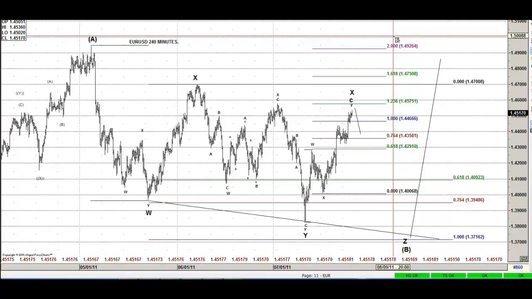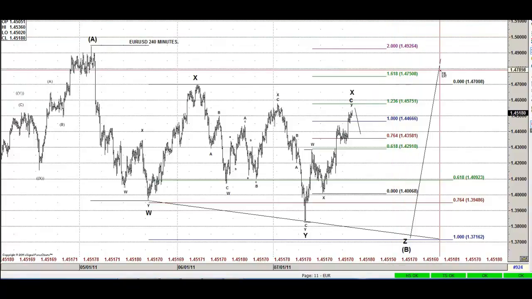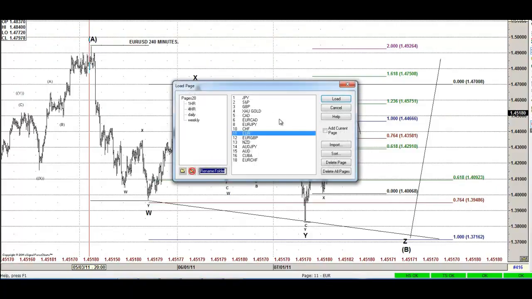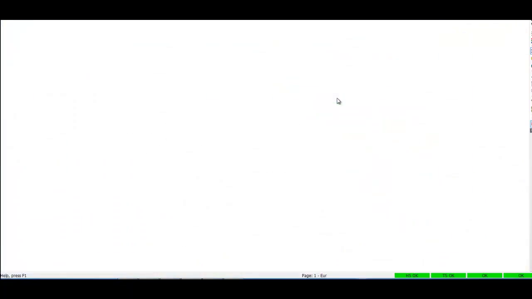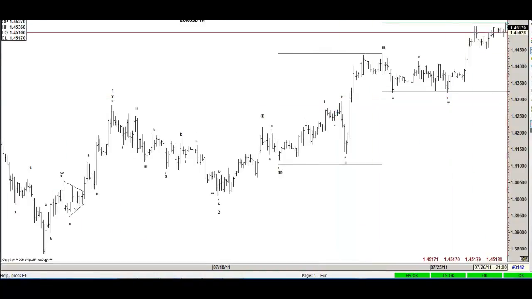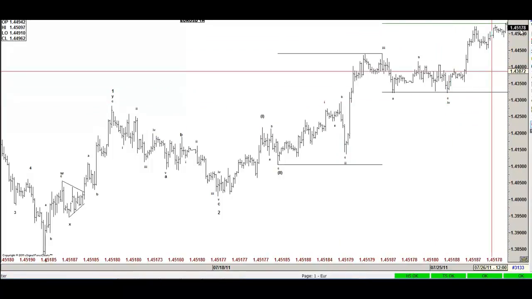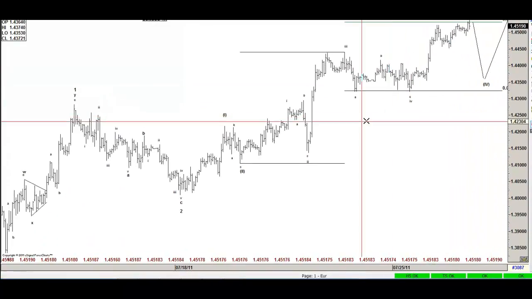Now, having said that, looking at the short-term pattern in the euro, we have two ways to go. And I'm doing this in the euro first and the dollar on purpose. We have two ways to go.